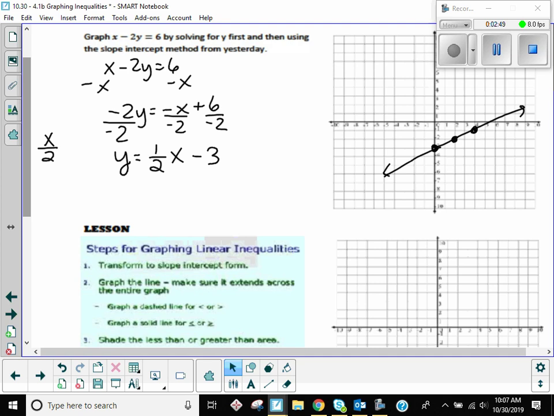You can do whatever you like as long as it's getting you the right answer. For inequalities, yes. So that's what we're going to do now. So now moving from yesterday's work to today's work. These are your steps for graphing linear inequalities, right, instead of equations.